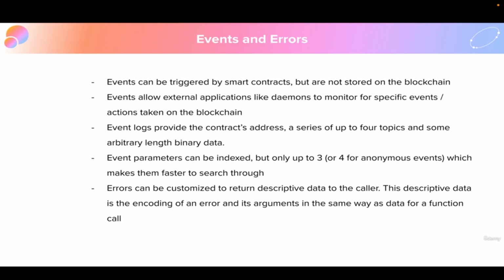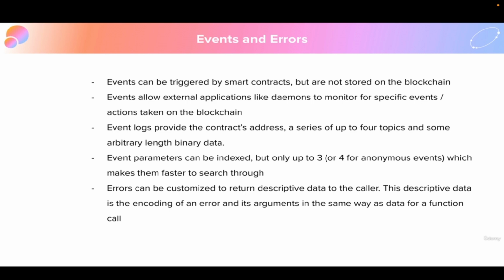In this lesson, we'll take a look at events and errors. Events can be triggered by smart contracts, but they are not stored on the blockchain. Events allow for external applications like daemons or front ends to monitor for specific events/actions taken on the blockchain. Event logs provide the contract address, a series of topics, and some arbitrary length binary data. Event parameters can be indexed, but only up to 3 or 4 for anonymous events, which makes them faster to search through. Errors can be customized to return descriptive data to the caller.